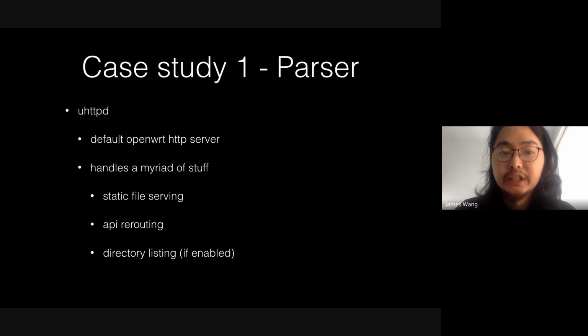And the HTTP server also needs to handle a lot of stuff like static file serving and API rerouting, so it can send out the request to the individual components that should handle the actual business logic of the IoT device. And sometimes for special devices like a storage device, you will probably also have to provide the functionality of listing directories. So that's what the mu HTTP server must do.